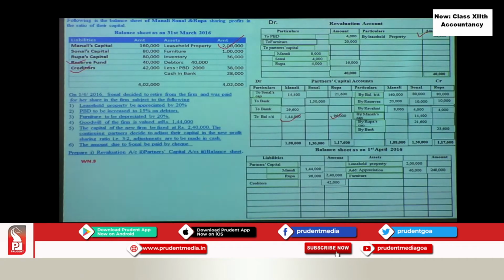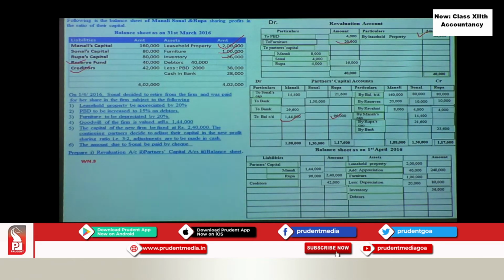This value is 1 lakh, and the furniture has decreased by 20,000. So let us record that furniture depreciation is 20,000, 1 lakh minus 20,000. So what is it? We get 80,000 for furniture. Then what is next given to you is inventory. Is there any change in the inventory? There is no change, so it will remain the same.